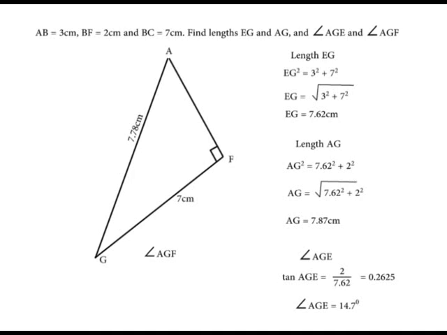Now we can find the angle AGF. Cos AGF is equal to 7 over 7.87. That gives us 0.889. Cos inverse of that is 27.25 degrees.